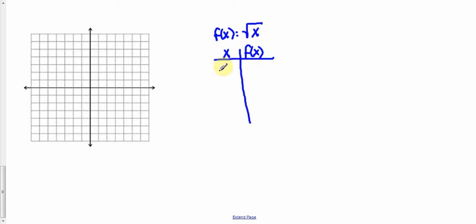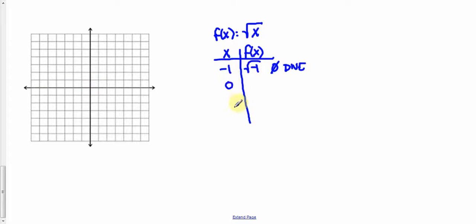But quickly, can I choose a negative number to go in for x? Can I take the square root of negative 1? That would be f of x equals the square root of negative 1. Can I do this? No. No solution. Does not exist. Just mark it out. It's not going to work. You can't take the square root of negative numbers, so you can't choose negative x values. That means there will be no negative x values on this particular graph.